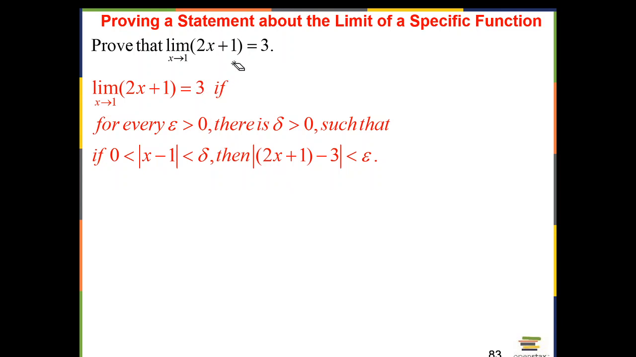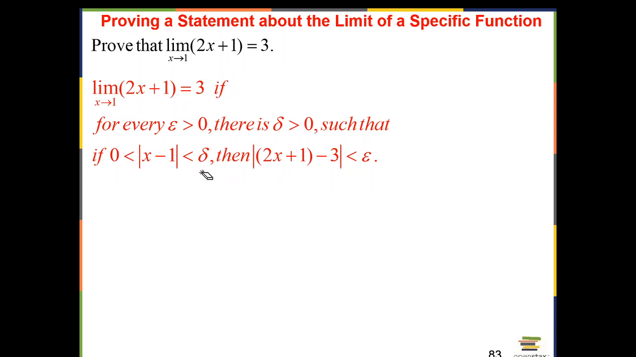Now, first of all, let me talk about a common mistake which students make. When I give them something like that to prove, they say, well, this is easy. Just substitute 1 and you see the limit is 3. Well, that's not what we mean by this, right? We mean prove it using the precise definition of limit, not using substitution. All right, so we have to actually prove this.